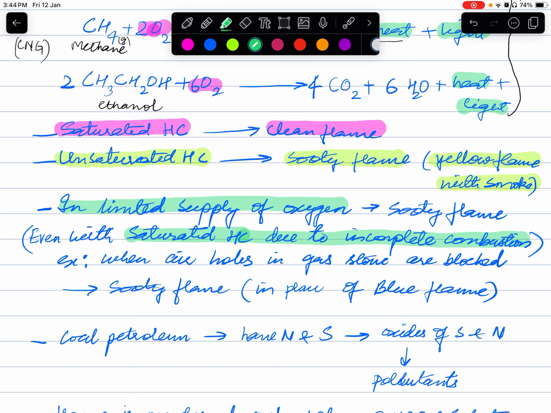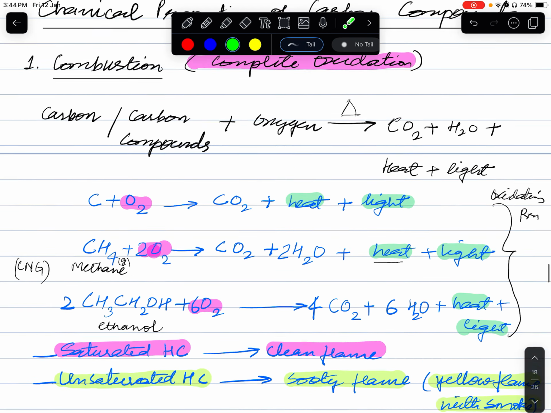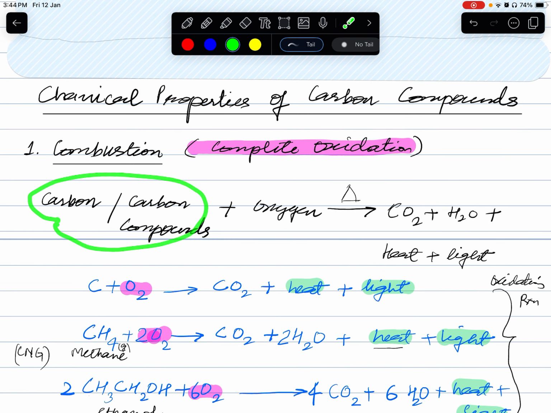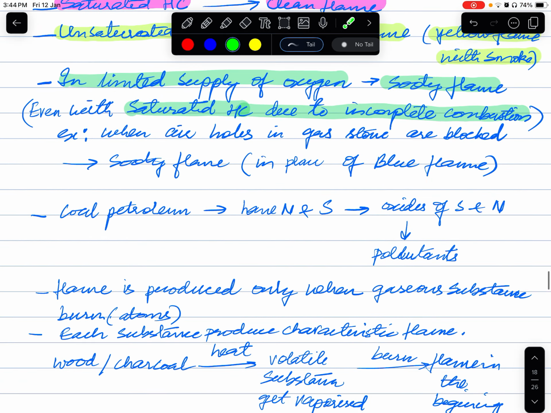So when supply of oxygen is limited, even saturated hydrocarbon, which gives you a clean flame, will also give you a sooty flame, and lots of smoke will be produced. Fine. So whenever we are bringing about combustion of any compound, by the type of flame we are getting, we can decide the type of fuel or hydrocarbon undergoing combustion.